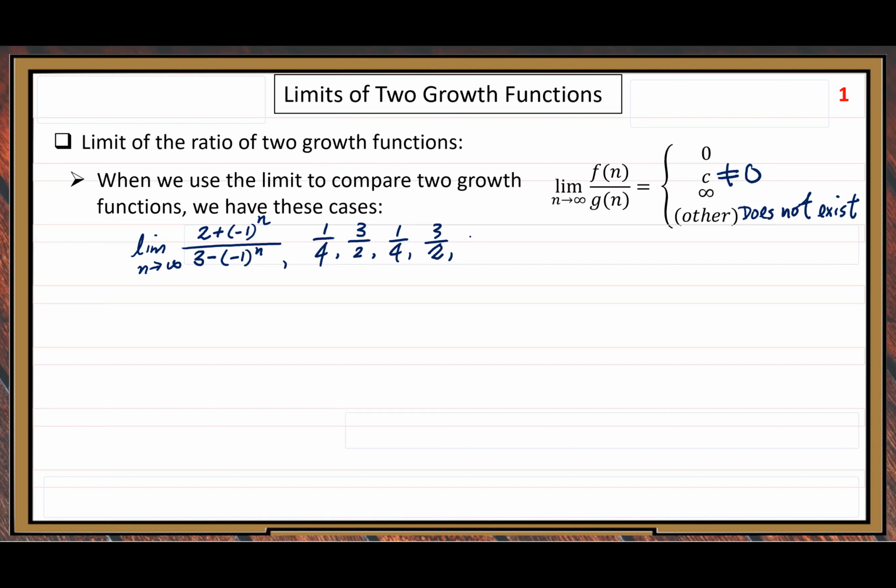With this sequence, can you say its limit exists or not? No limit, right? For a limit, you have to converge to one number, then you can say its limit exists, right? Here, no convergence, right? Up and down, up and down. No convergence, no limit. So that's our case number 4. No limit.